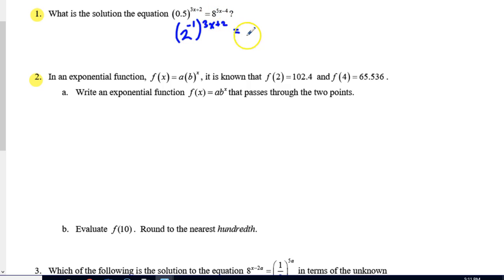And then for 8, that can be written as 2 cubed. So 2 cubed is 8, so I'm writing something that's equivalent. I haven't changed the value of either side, right? I've just rewritten it in another form. And now I can apply laws of exponents, the power property of exponents, as I distribute the exponent.